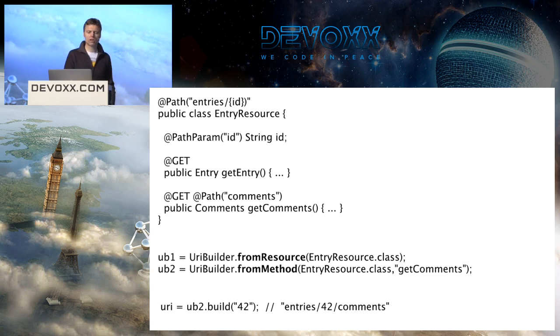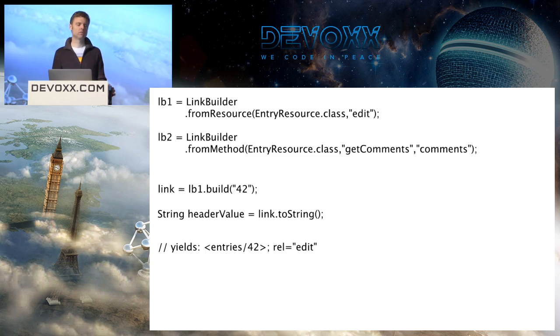You can then build that URI in the normal way, supplying data for the URI template variable, and this would yield a relative URI relative to the JAX-RS application path. In this case, entry is 42 comments. So the URI created with this will always be relative. You get a new link class with an internal class link builder, which basically works the same way.